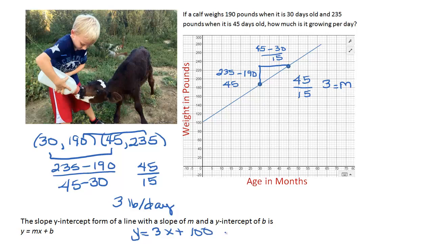So what does that 100 mean? Well, it means at time 0, his age of 0 months, in other words, when he was born, he was already 100 pounds. And then every day, he grows at an average rate of 3 pounds per day.